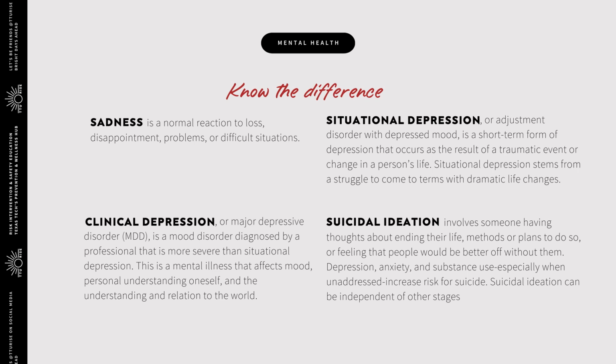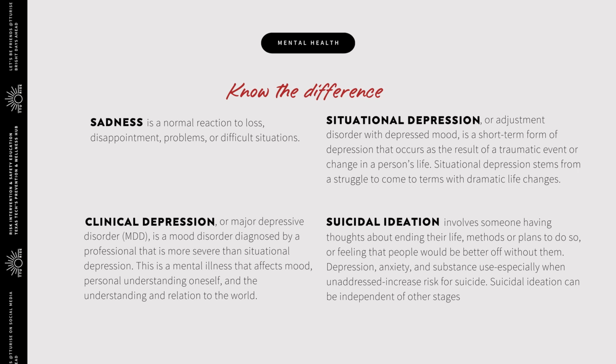Next is situational depression, or an adjustment disorder with depressed mood. This is a short-term form of depression that occurs as the result of a traumatic event or change in a person's life. Situational depression stems from a struggle to come to terms with dramatic life changes. This is also incredibly common and can happen at different times of the year, or maybe surrounding different times of grief, or even just big changes in life that take a while to adjust to.